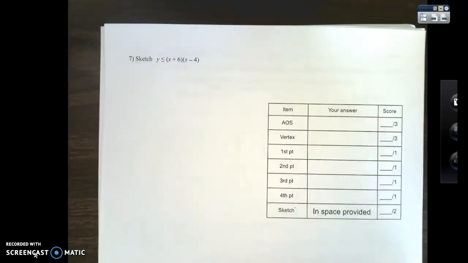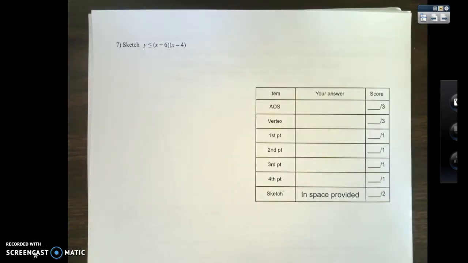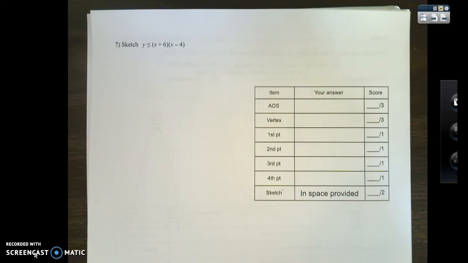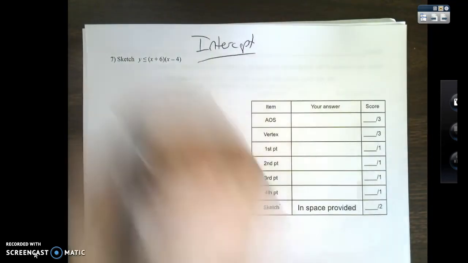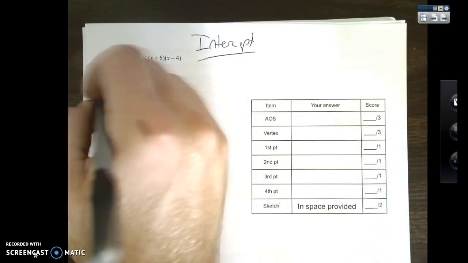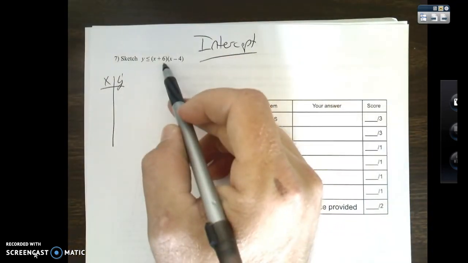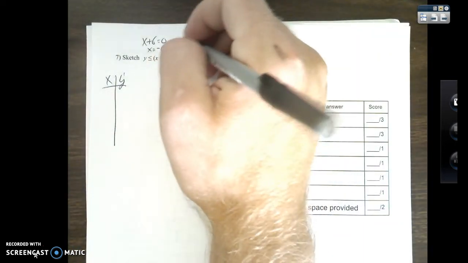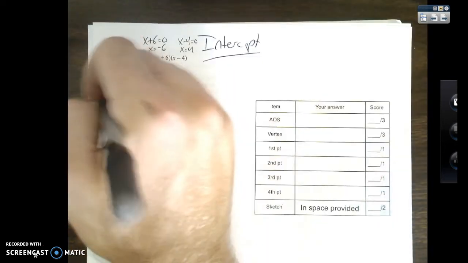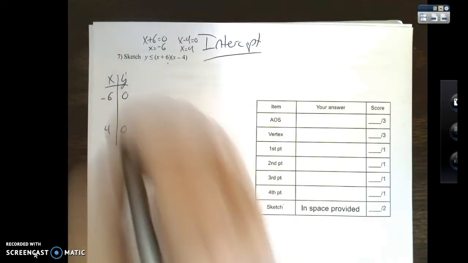Now, if I take a look at number 7, it is much the same. In fact, I'll just show you guys real quick this one too, how to get it started. It's a little different because it's not in standard form, but this is in intercept form. So we're talking about intercepts right now. I'm doing the opposites, because what we're doing here again is setting these equal to 0. And then x minus 4 equals 0, x equals 4. So negative 6, 0, and 4, 0.